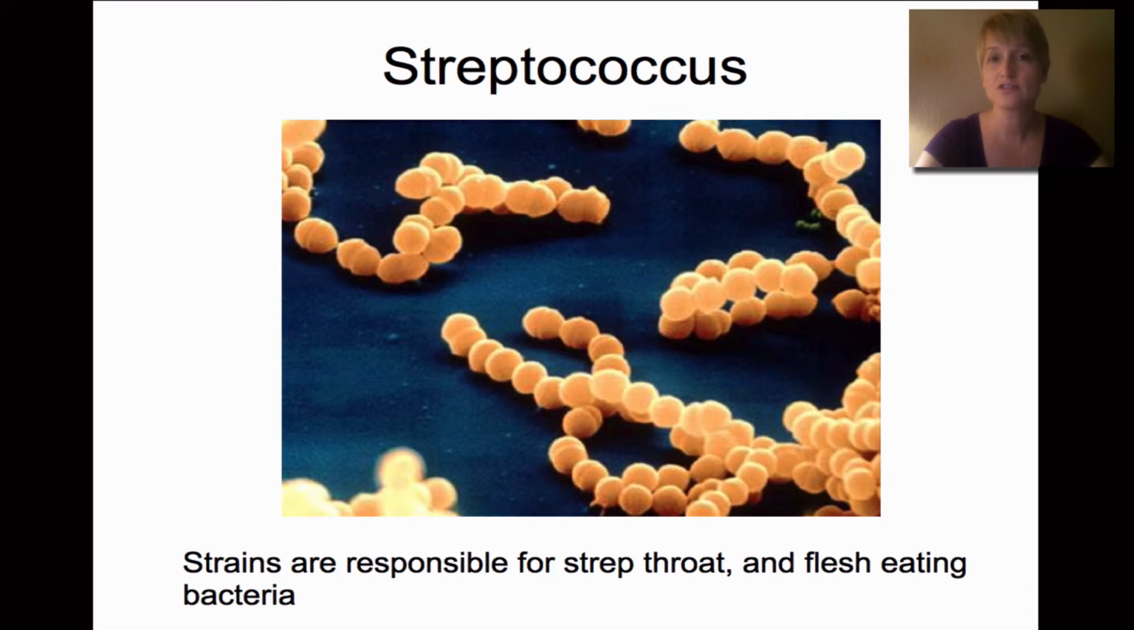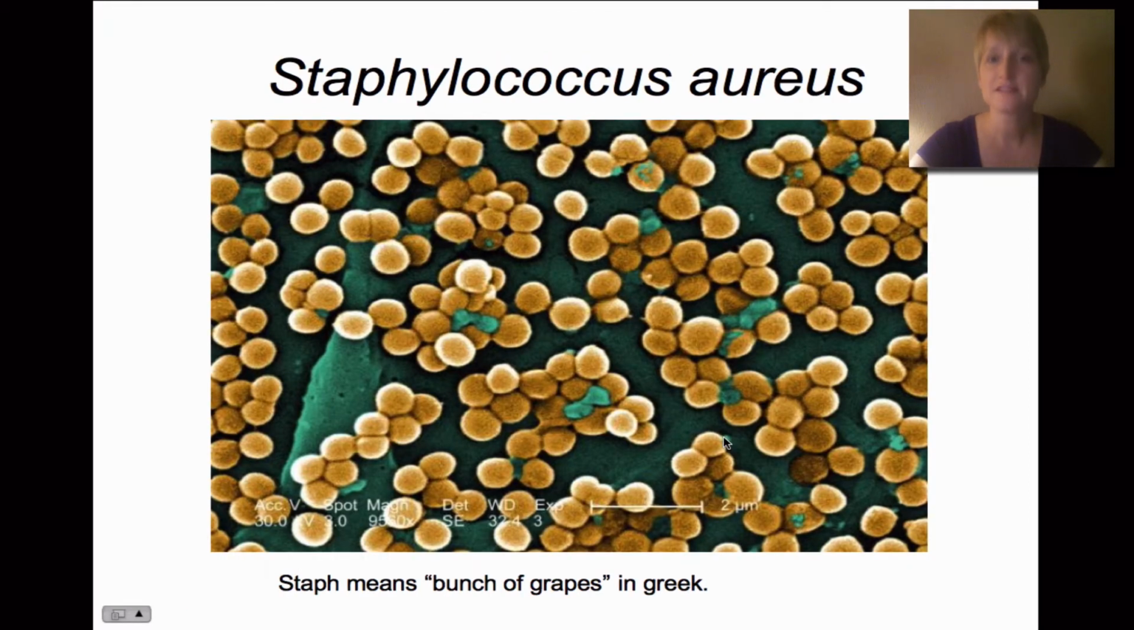So here's an example of that. Streptococcus is responsible for strep throat and flesh-eating bacteria. And you'll notice that they have the little round shape. So that's the cocci. And then the strep means that they're in long chains. And you'll see that these are in chains, just one right after the other. And then Staphylococcus aureus, this is a cocci, but you'll notice that it's in these groups. It's not in long chains, it's in these clusters, and so we put staph in front of that word.